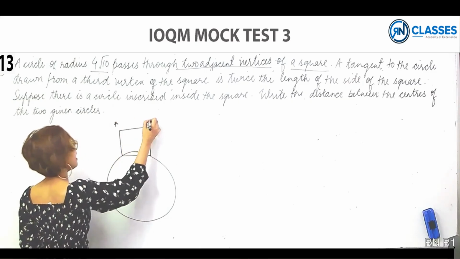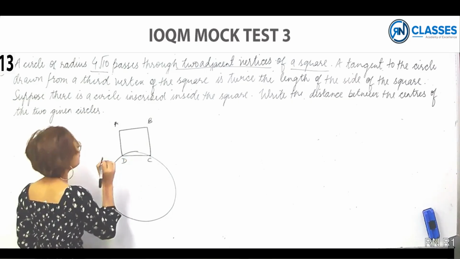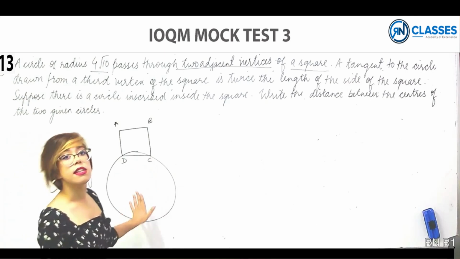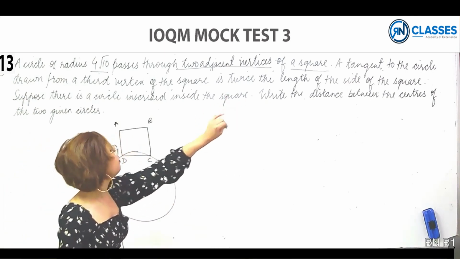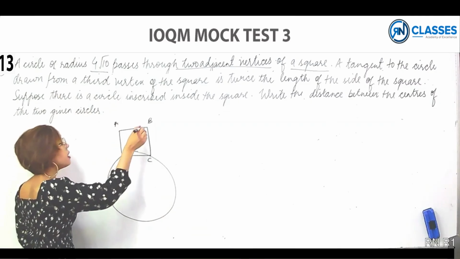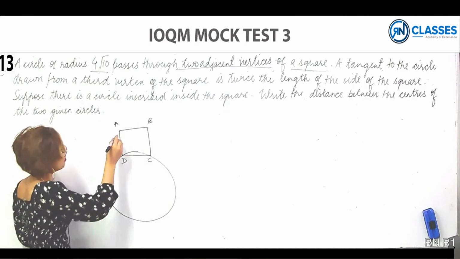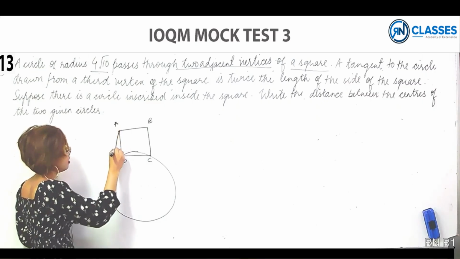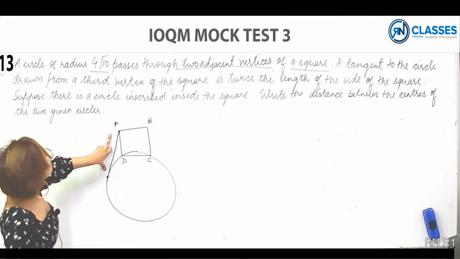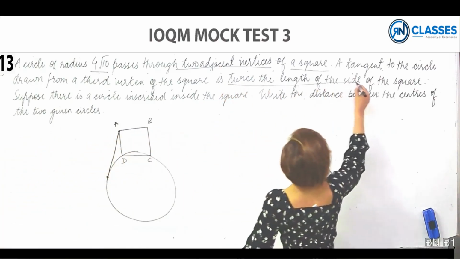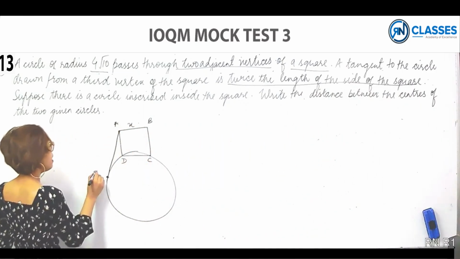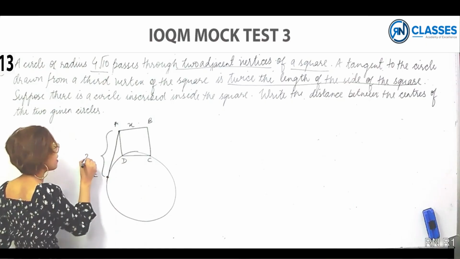Cool. So let me name it A, B, C, D. Done. Okay. Now he says, and obviously radius of the circle is given 4 root 10. He says a tangent to the circle drawn from a third vertex of the square. Now third vertex, either I can take this or this, doesn't matter, length of the tangent would remain the same. So this is the one. Cool. Now the length of the tangent is twice the length of the side of the square. So if the side of the square is x, now the length of the tangent turns out to be 2x.